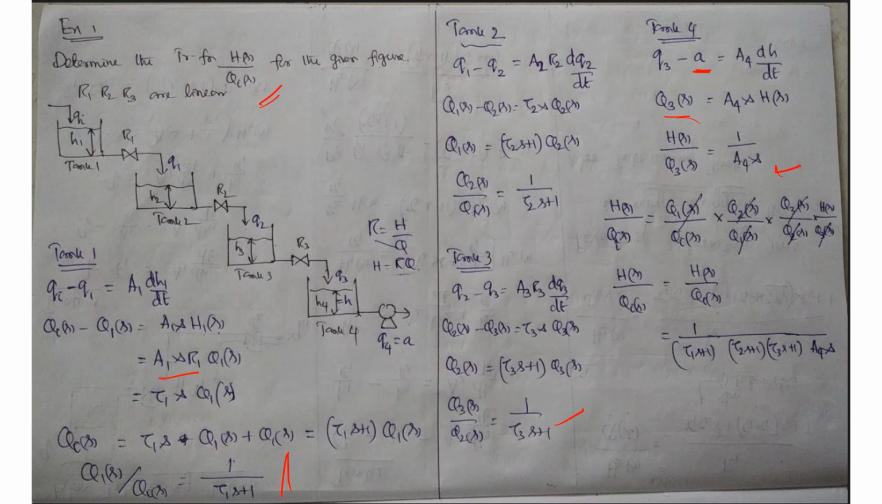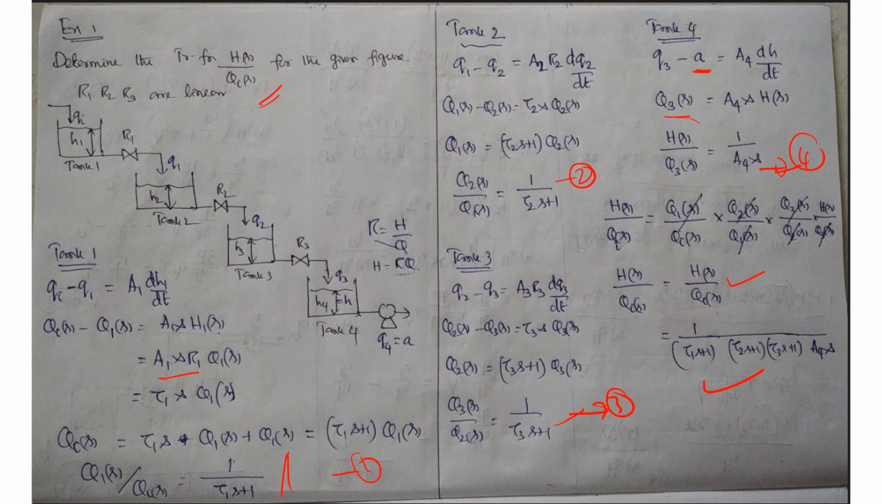How do we combine this? If you multiply q1 by qi, q2 by q1, q3 by q2, h by q3, we can cancel these terms. Finally, to get this, you have to multiply all these transfer functions: this transfer function 1, this 2, this 3, and this 4. If you multiply all of these, you will get this transfer function. Like that we can do the transfer function.